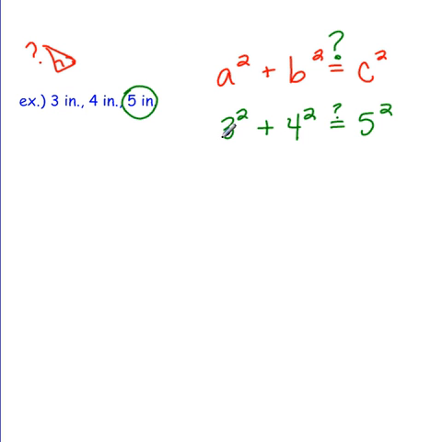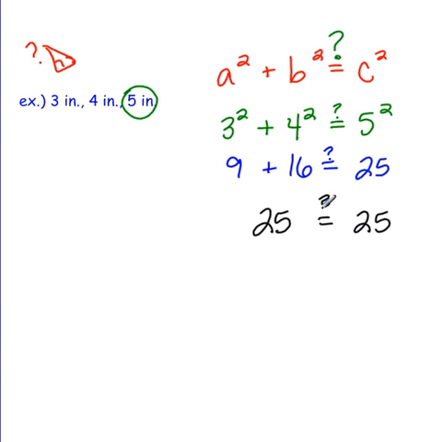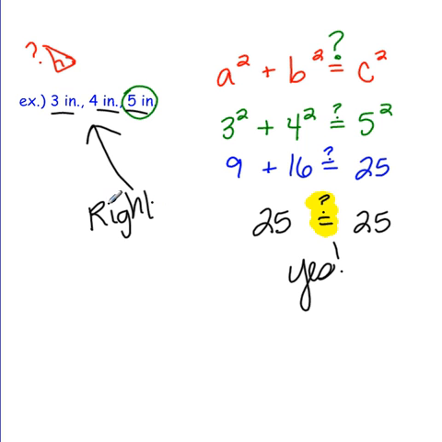And let's work. 3 squared is 9. 4 squared is 16. And 5 squared is 25. This is the big question here. Let's keep going. 9 plus 16 is 25. We are looking good. Question to you. Does the left side equal the right side? Yes, it does. So what does this tell us? That these lengths, 3, 4, and 5, are of a right triangle.